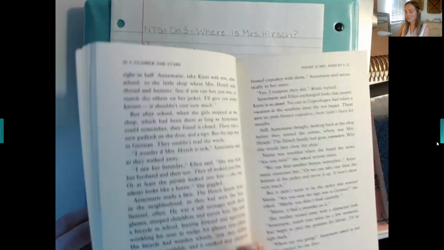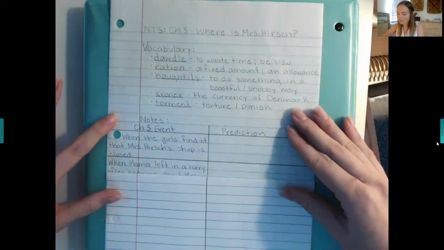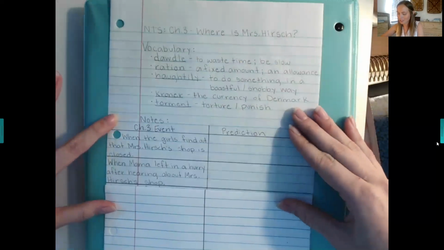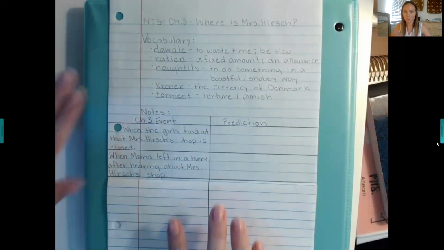We're going to pause again. We have a new event that just occurred. Mama left in a hurry after hearing about Mrs. Hirsch's shop being closed. I wonder where she's going, why she seems so concerned about it. Maybe we can make a prediction here. Oop, keep that one hidden. All right, we're moving on. Pause me if you need to.